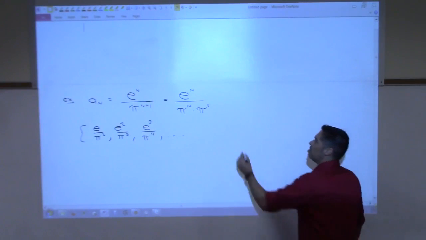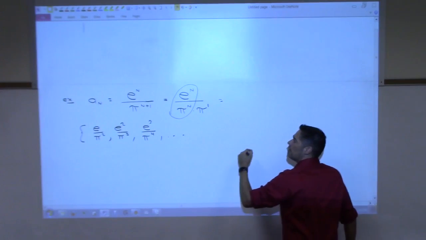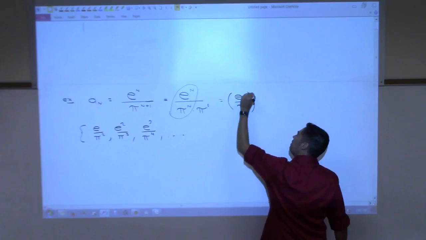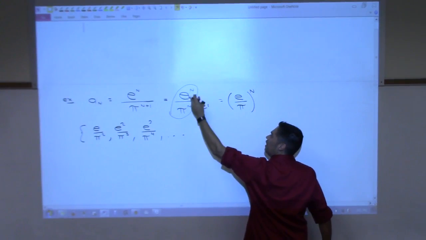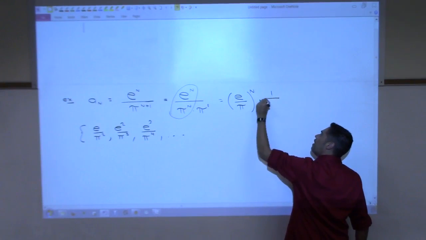Now if I do this, since these are both raised to the n, can't I write that as e over pi to the n? This part? And then I still have a pi down here, don't I? So can't I say times 1 over pi?